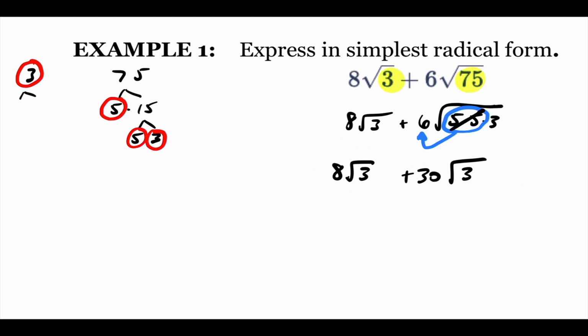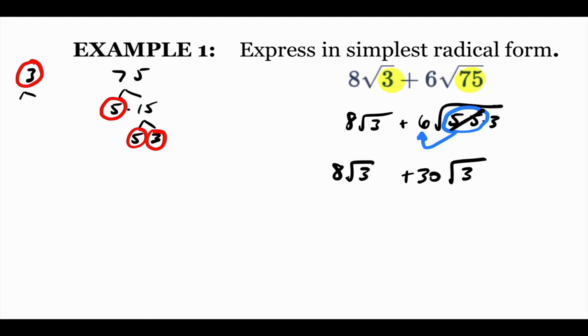Second step, combine anything that's like. How do we know if it's like? If they have the same root attached to it. 8 has a square root of 3 attached to it. 30 has a square root of 3 attached to it. If they both have the same square root attached to it, they're like terms. So how do we add them? We only add the coefficients.